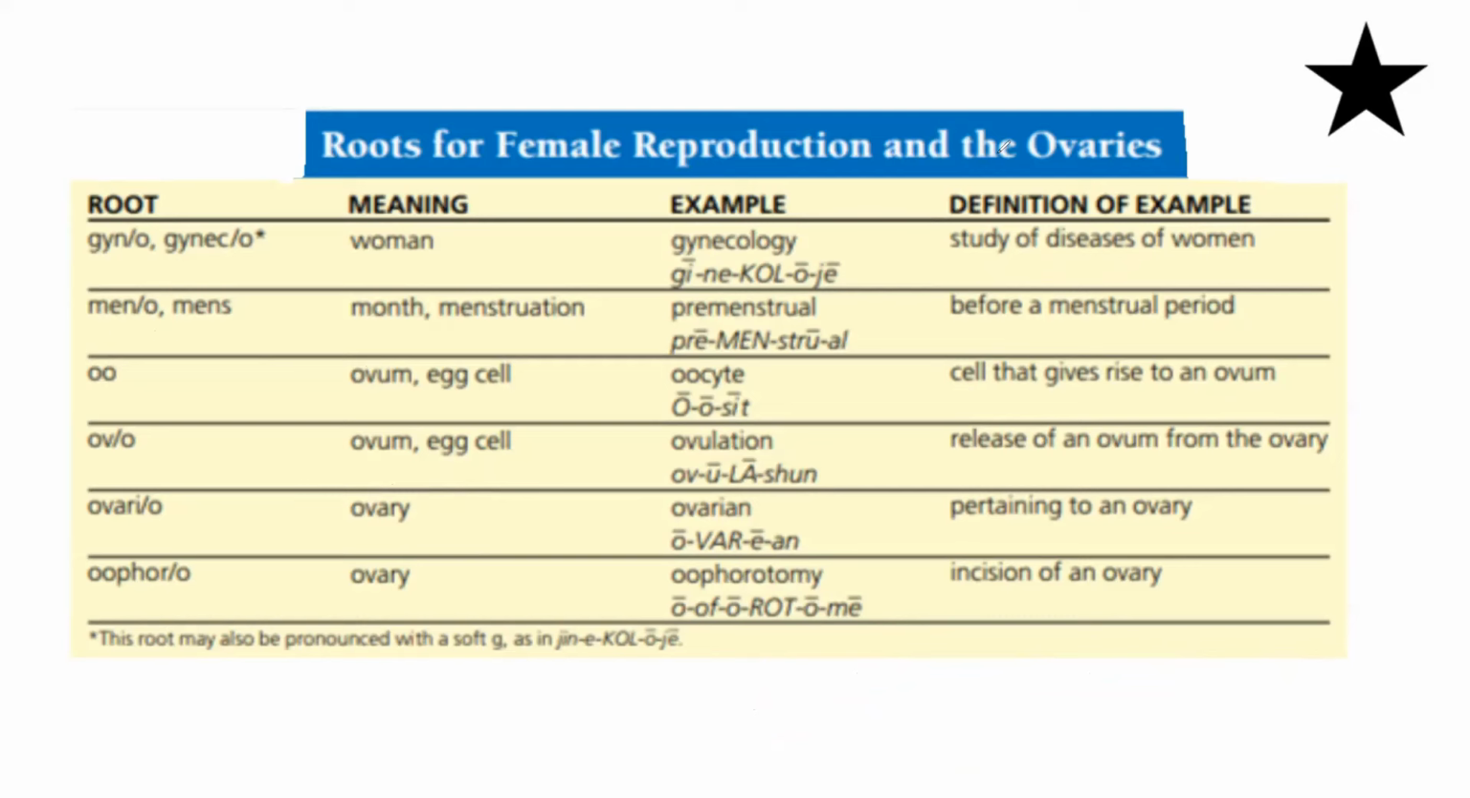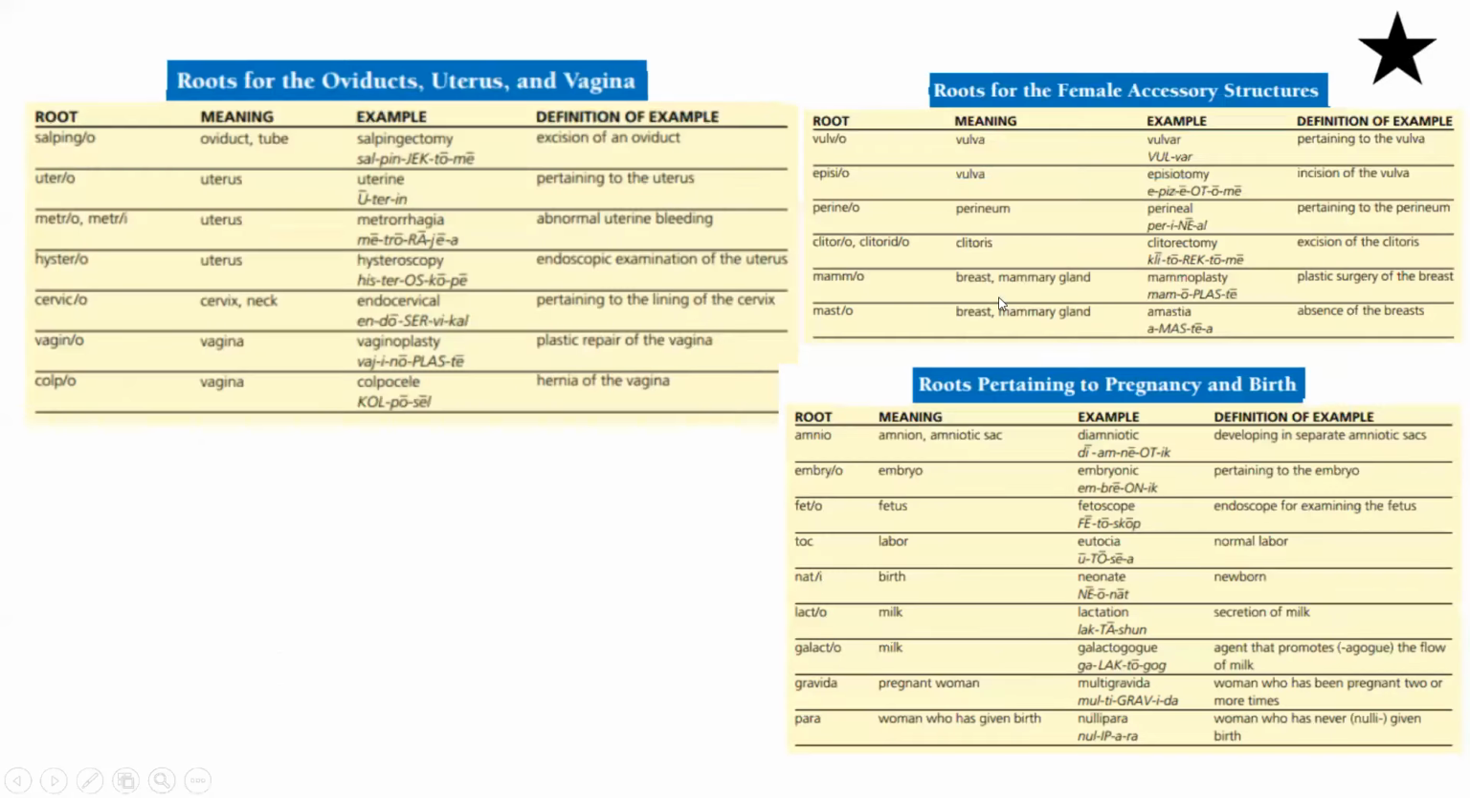Then if we go further, these terms are all used for female system. Then we have got roots for oviduct. Oviduct is again fallopian tube. And we have seen that we have used the term salpingo for this fallopian tube or uterine tube. Utero for uterus, metro for uterus again, or metric. Hystero also for uterus. So look at this. These at least 3 terms we are using for uterus.